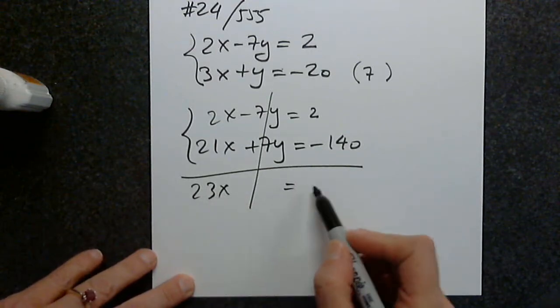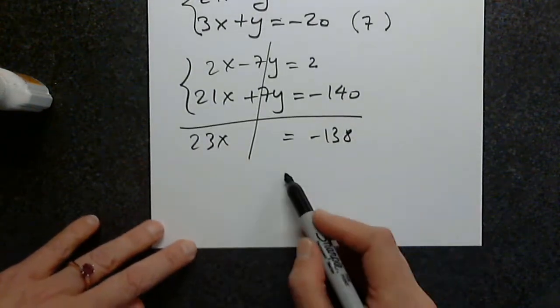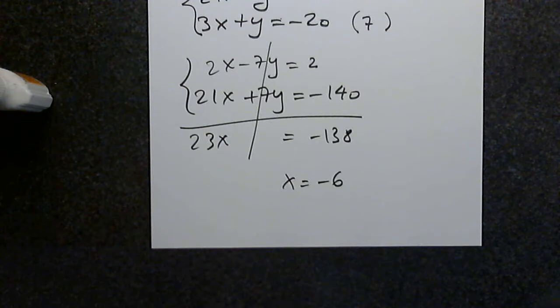23x plus 2x is 23x, so 23x equals negative 138. Therefore, x equals negative 6.